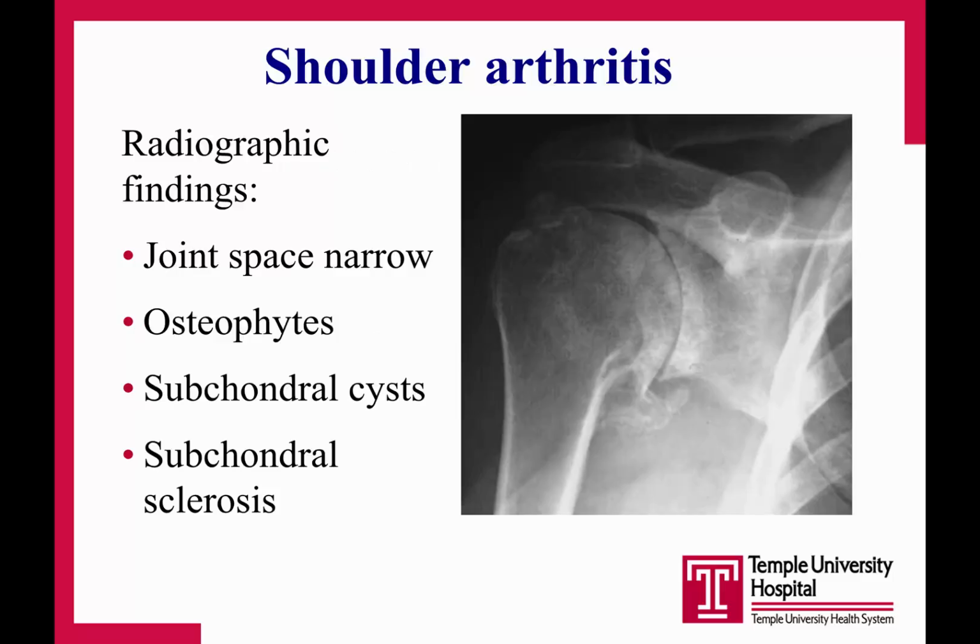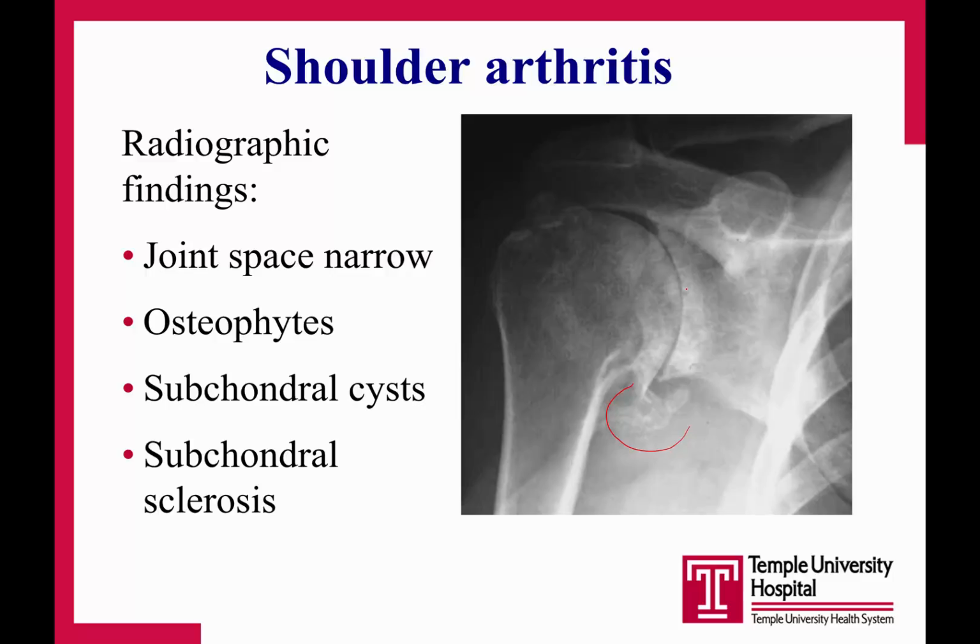Radiographic findings include joint space narrowing, osteophytes or reactive bone formation, which you can see here on the inferior portion of the humerus is an osteophyte which has formed in response to abnormal contact stresses.